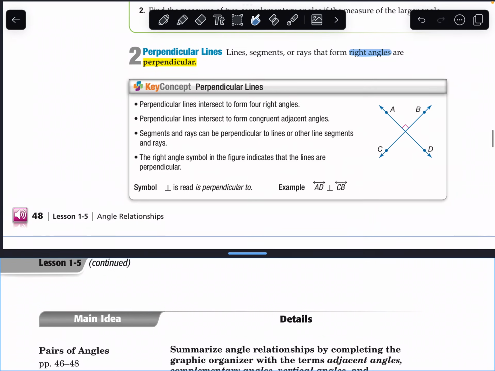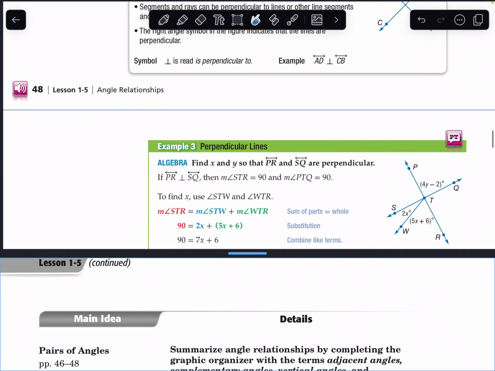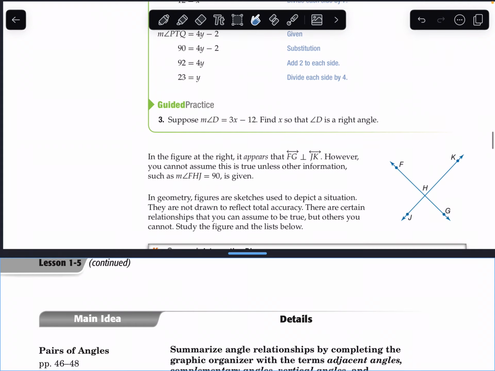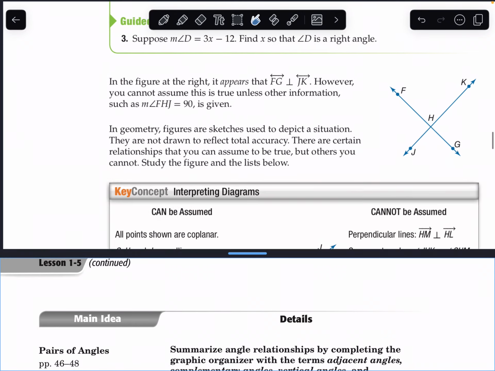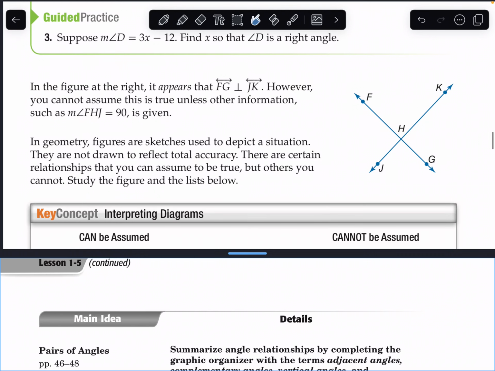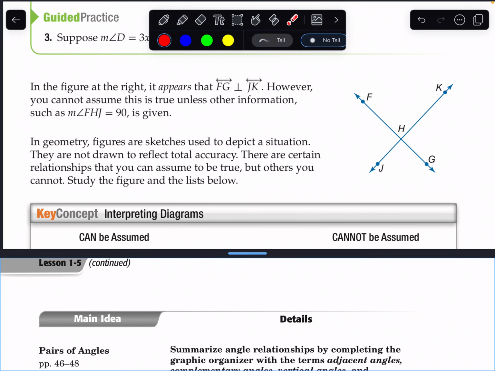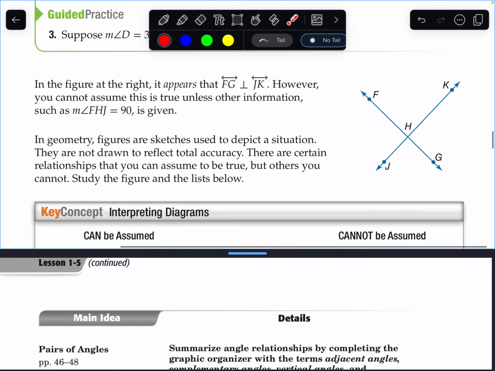All right, before we prepare for the main idea, I would like to just finish off reading the section here just to be sure we got everything. Perpendicular lines, key concept, an example, solving some algebra. What about this? In the figure at the right, it appears that line FG is perpendicular to line JK. However, you cannot assume this is true unless other information, such as the measure of angle FHJ equaling 90 degrees, is given. That's what I just said about the diagram in the notes.